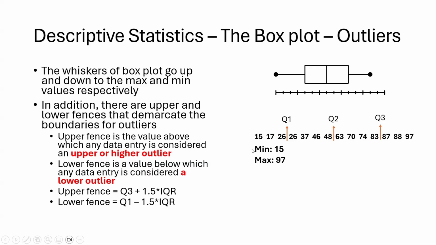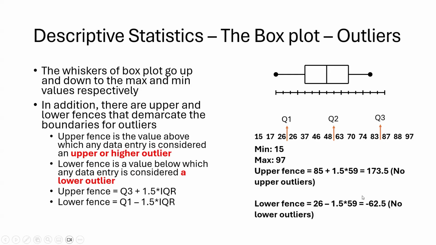Okay, now look here, the minimum and maximum, 15 and 97, you can easily pick from the sorted data because those are going to be the starting value and the ending value. These will become the whiskers. What will the upper fence be? 85, which was the upper quartile Q3, plus 1.5 times the interquartile range, and the interquartile range we calculated in the last slide was 59. So this value comes to 173.5. If we look at the data set, we can see that there is no value above this value, so there are no upper outliers in our data.